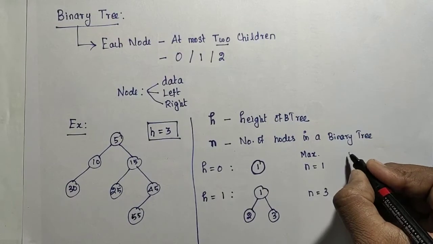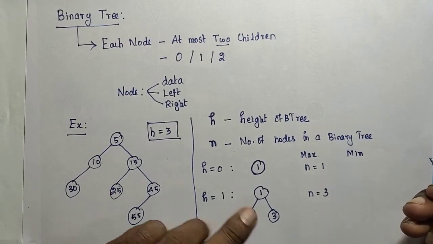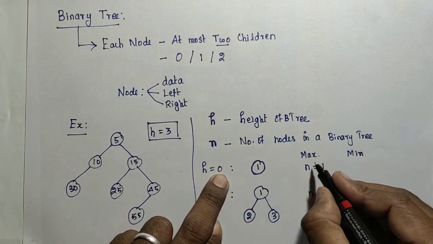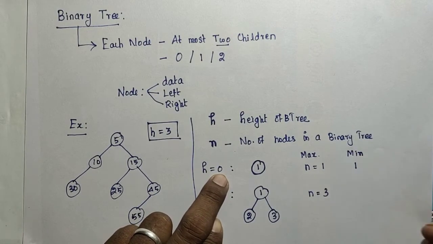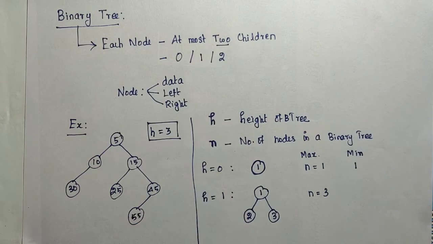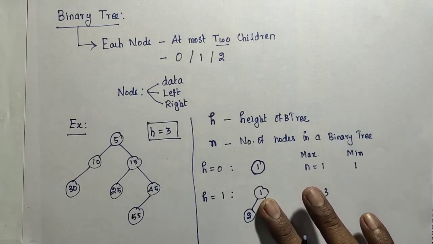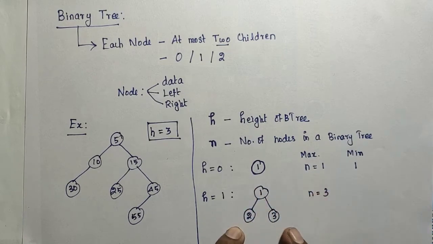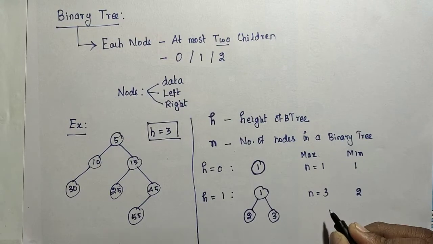Similarly, we can define the minimum number of nodes required. At the level h equal to 0, if you want to construct a tree with h equal to 0, maximum one node I can add, minimum I need one node. So n equal to 1. Similarly, for a tree with height 1, minimum I need 2 nodes, maximum I can add 3 nodes. So minimum is 2, maximum is 3.